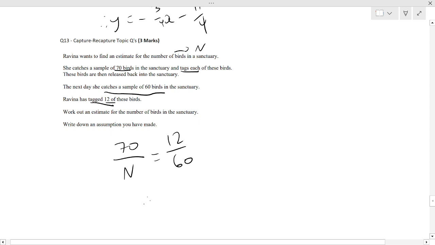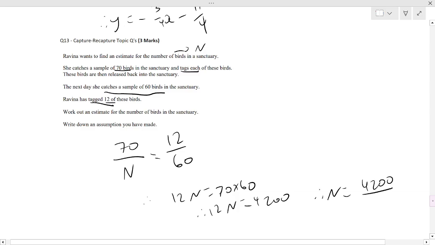Now we can solve for n. We can cross multiply, for example, so 12n is going to be 70 times 60, which is 4,200. Therefore n is 4,200 divided by 12, which gets us 350. Cool.